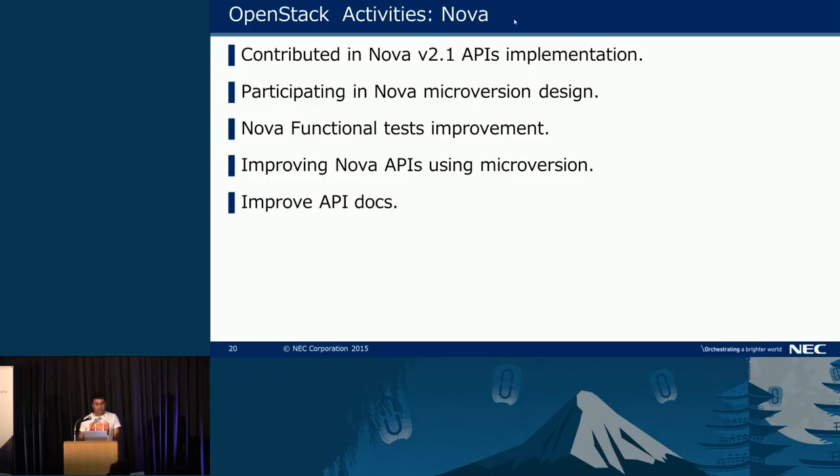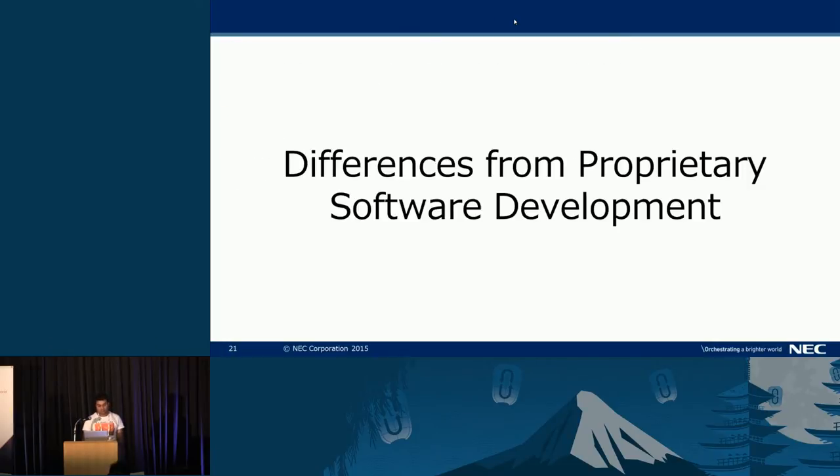These are the Nova activities. I contributed to the Nova v2.0 APIs, which are current now. I participated in the Nova microversion design, helped with functional test improvement, and improving the Nova API using microversion and API docs, which is the highest priority in this Mitaka release.